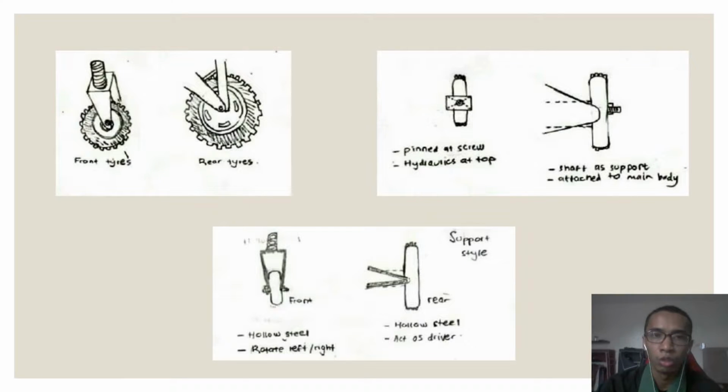The number of tires used is 2 at the front and 2 at the back. The rear tires act as the drivers, which are attached to the main body, while the front tires are pinned at the front of the lawnmower so that they can move to the left and to the right.